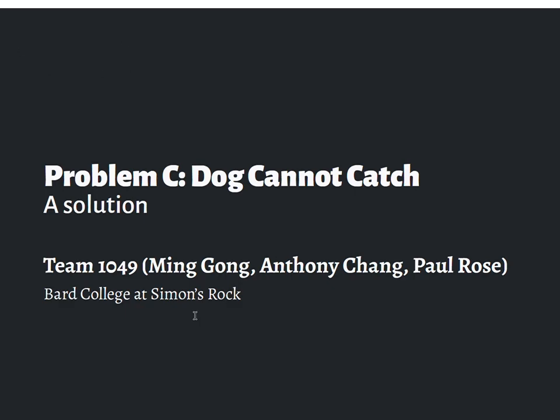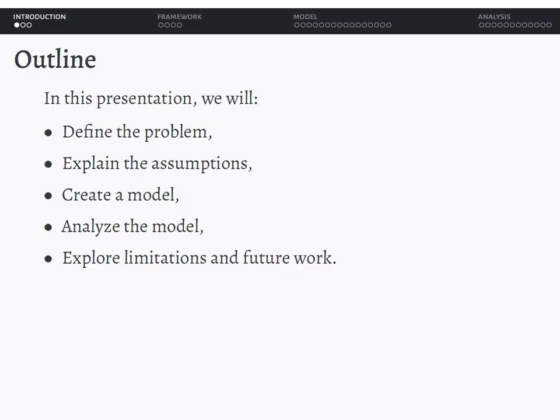Problem C. Dog cannot catch. In this presentation, we will define our approach to the problem, explain our assumptions, create and analyze our mathematical model, and explore the model's limitations and how it can be improved in the future.